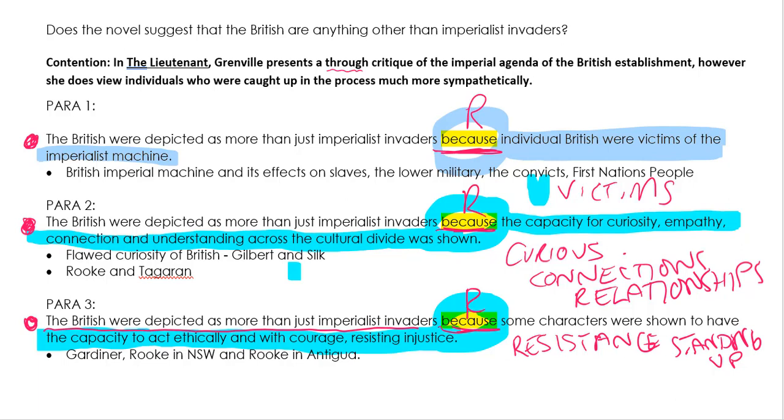However, she does view individuals who were caught up in the process much more sympathetically. Okay, so that'll be my contention, which is fairly broad. And I'm going to prove my contention with 3 reasons.